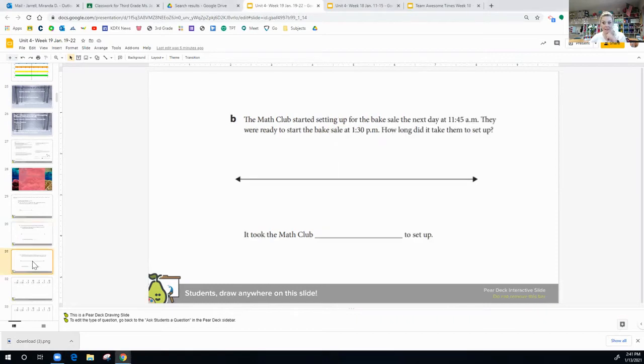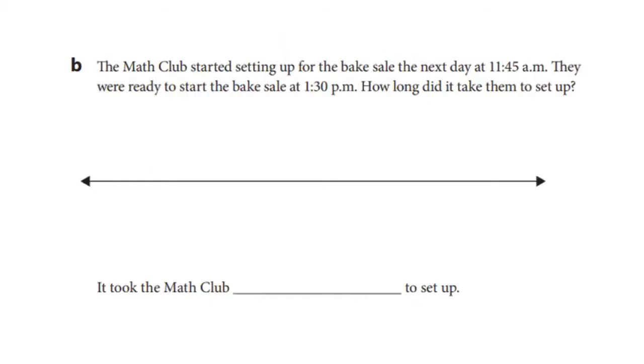Let's look at the next problem. The next problem is part B, and it says the math club started setting up for the bake sale the next day at 11:45 a.m. They were ready to start the bake sale at 1:30. How long did it take them to set it up? So from 11:45 to 1:30, what is the time in between? So 11:45, 12:45, can't go another hour because that'd be 1:45. So you have to think about getting up to the next and then over. So you're gonna have to make some jumps.